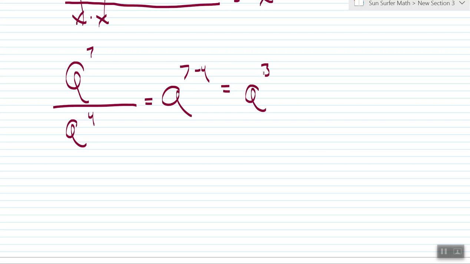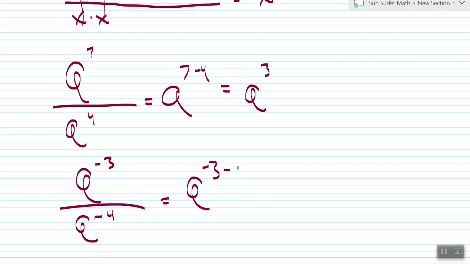Let's say we have q to the 7th divided by q to the 4th. That would be q to the 7 minus 4, or q cubed. Now this applies also if we have negative exponents. If we had q to the negative 3 over q to the negative 4, well, using this rule, we would have q to the negative 3 minus a negative 4, which would be negative 3 plus 4, which is 1. So this is q to the 1st power.